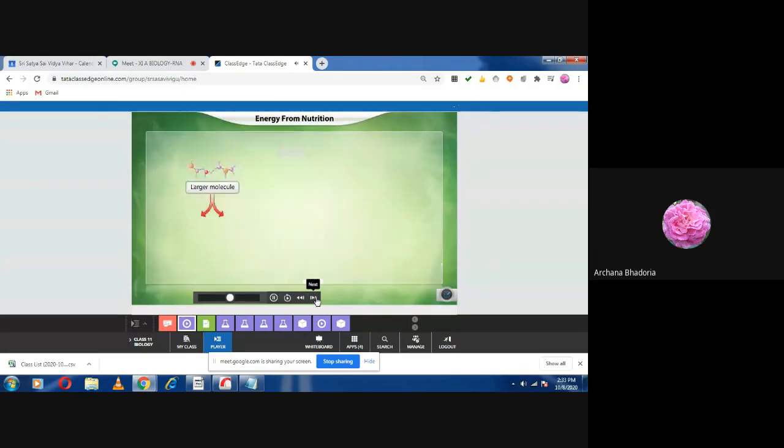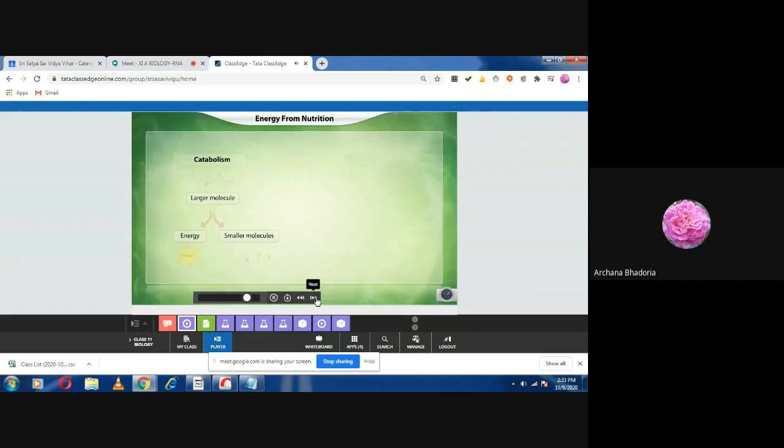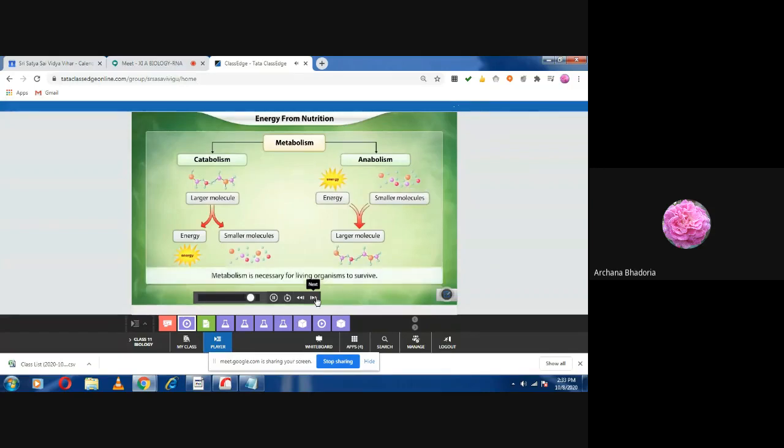The breakdown of complex substances into simple ones with a release of energy is called catabolism. Smaller biomolecules are utilized to form a complex biomolecule. The reactions involved in the building up of complex substances require energy, and the process is known as anabolism. Catabolism and anabolism are together known as metabolism and are necessary for the sustenance of life. Thus, metabolism determines life. It is a basic characteristic feature of living organisms.